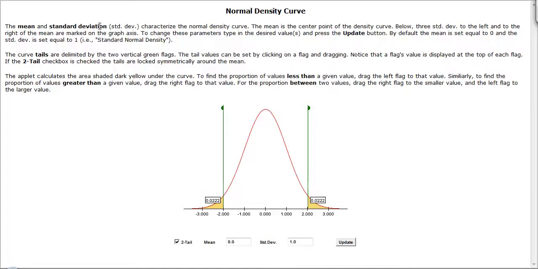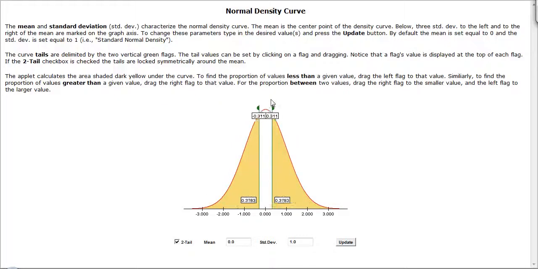The purpose of this demonstration is to show the empirical rule, or the 68, 95, 99.7 rule graphically. What I have set up here is a standard normal with a mean of 0 and a standard deviation of 1, and I've clicked the two tails to show how this works. When I click on one of these flags and bring them together, I'm getting approximately the entire area under the curve shaded, and that's about 1.